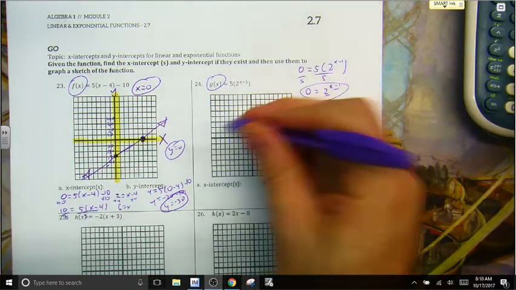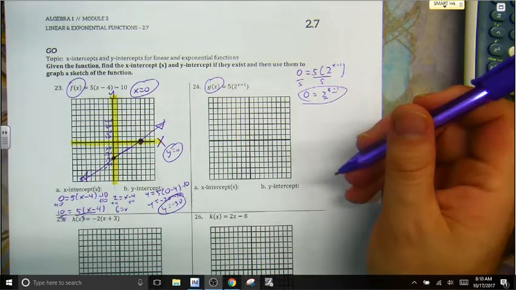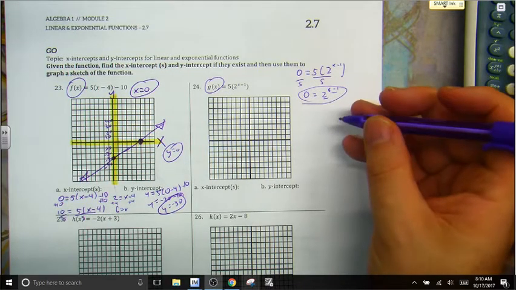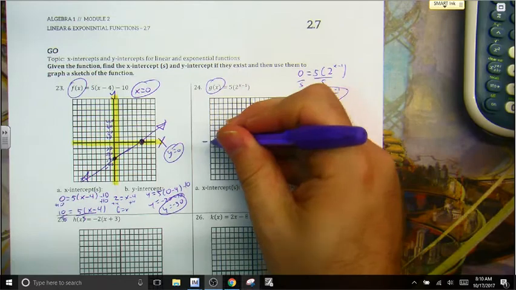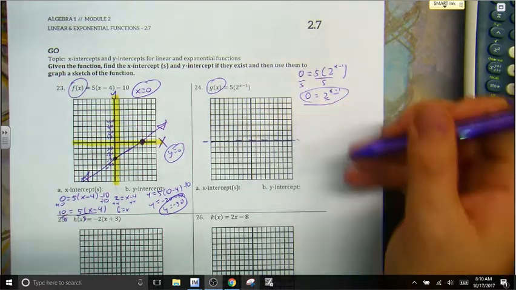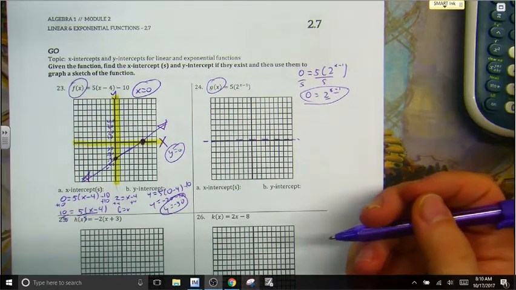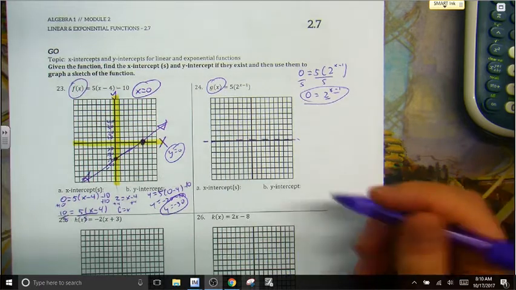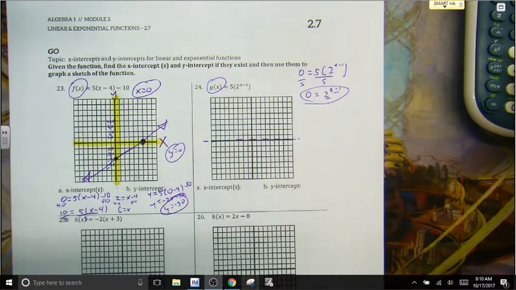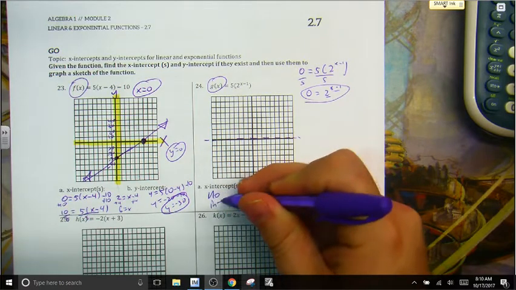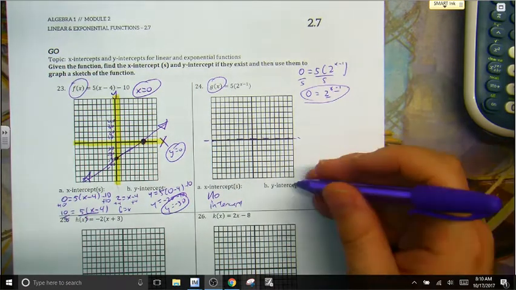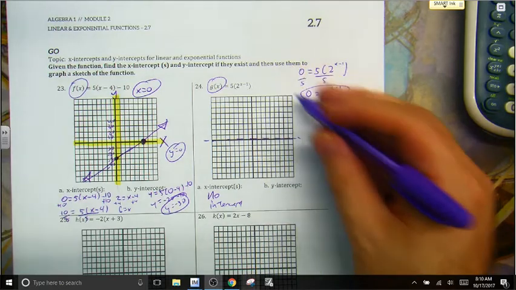So we know that we're going to have an asymptote at y equals 0, which is pretty cool. We know that at least. Okay. So there is none. There is no x-intercept. Okay, and then our y-intercept is where x is 0.